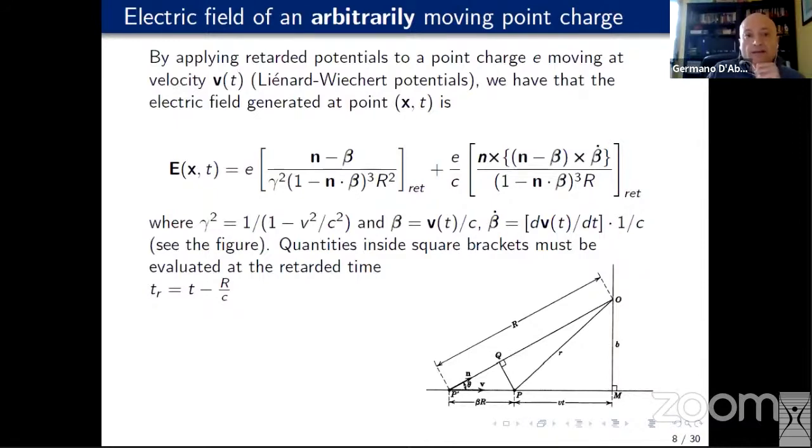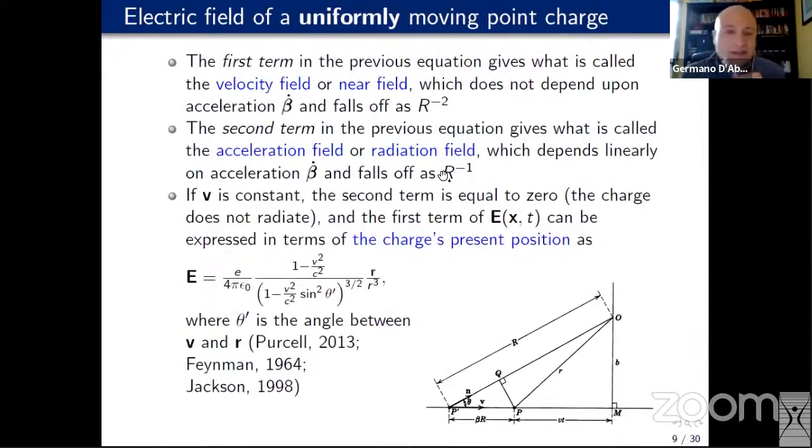Now let's get to the very interesting feature here. If the velocity of the charge is constant, the electric field can be written in terms of the charge's present position. There is no retardation in the direction of the field, and a distant observer measures the field as always directed from where the charge is now.